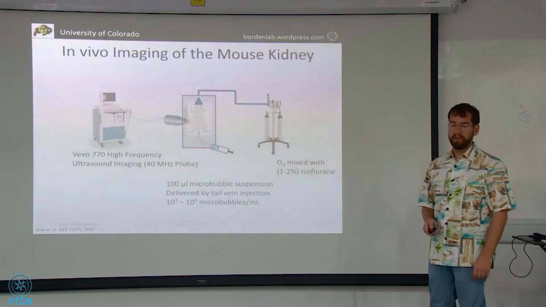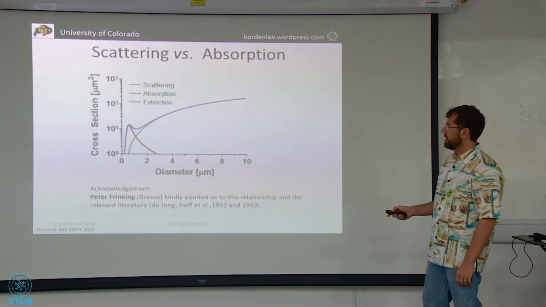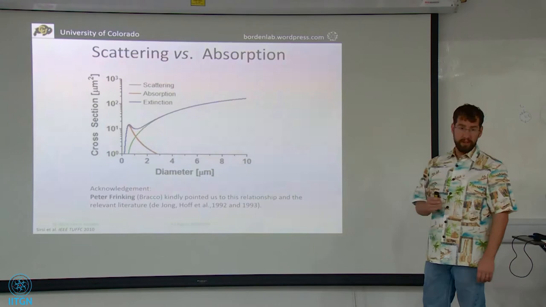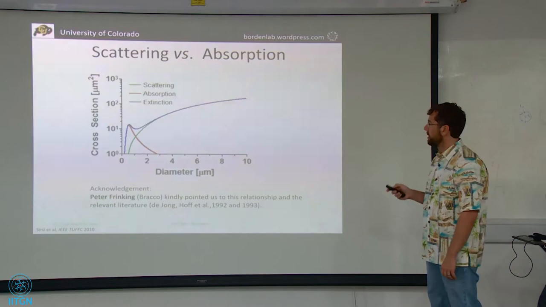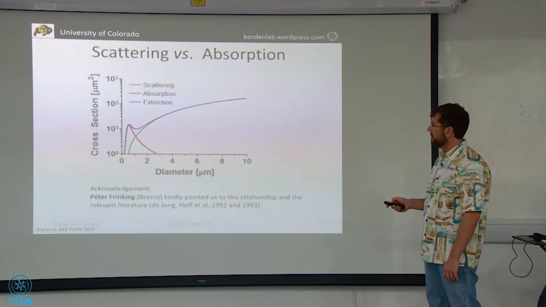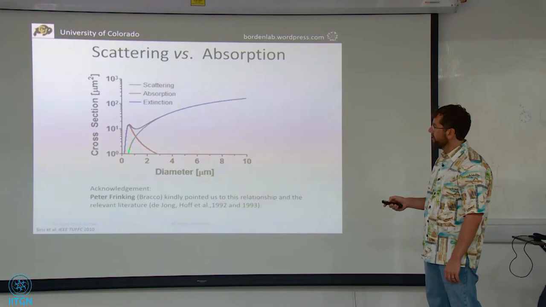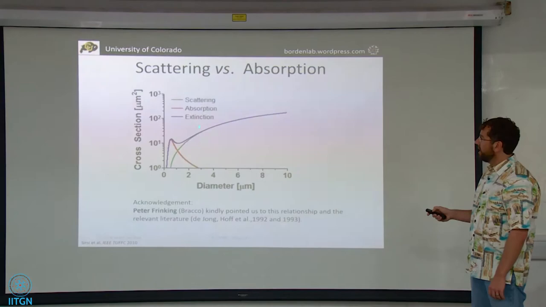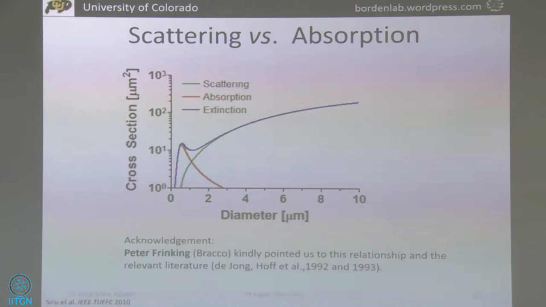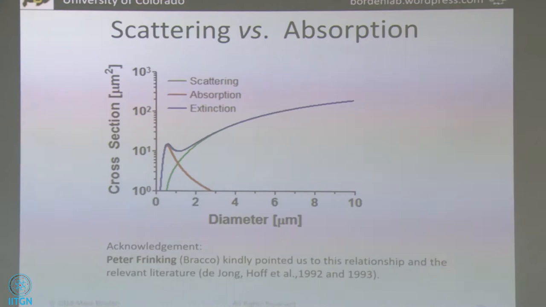This shows the scattering, absorption, and extinction cross sections that are theoretical as a function of the microbubble diameter at 40 megahertz driving frequency, which is what we're using for these volume studies. And what you notice, let's look at the green, the scattering coefficient, and then notice this is a log scale. So the scattering coefficient doesn't really kick in until about 1 micron. And then it increases pretty significantly, remember that's a log scale, as the bubble gets larger. But at 40 megahertz, these sub-micron bubbles are in resonance, we're getting a lot of absorption of that energy. Okay?